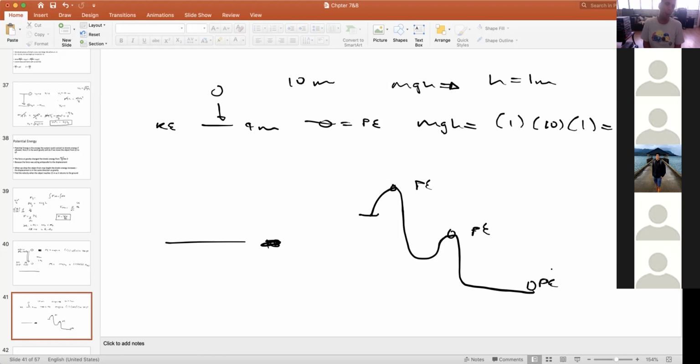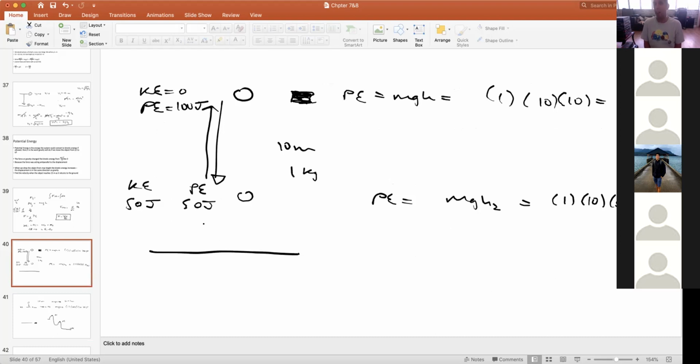So, like I said here, we can say it has 100 joules of potential energy relative to the ground that's 10 meters below it, but it's not physical energy, it's potential energy. It's energy that it will have if we release it and let gravity work on it. Hope that makes sense to you guys.